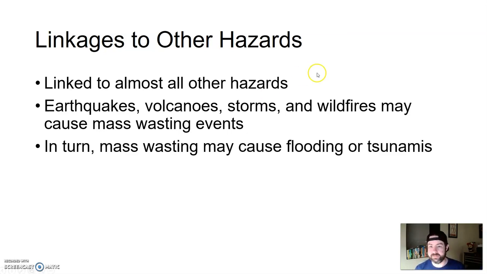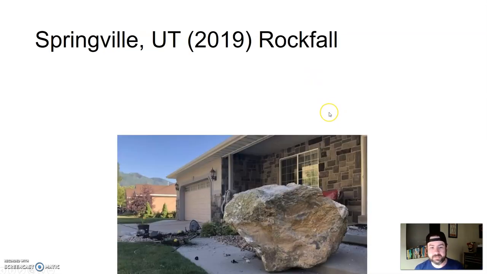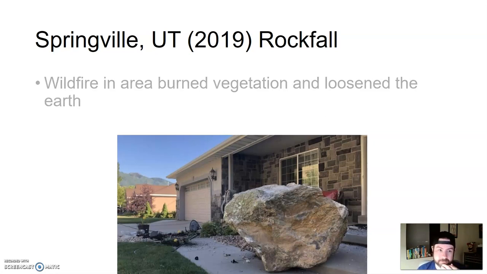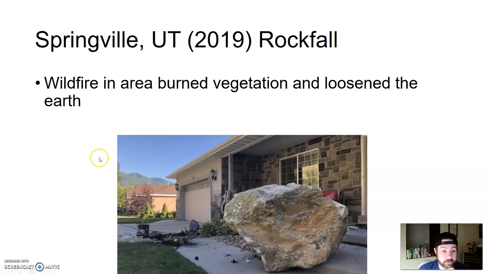So just to briefly give you an example of wildfires and how they may cause mass wasting events, this is just an interesting little thing, and we'll look at some videos in lecture, but I wanted to point it out to you. This happened a few years back in Utah, just outside of Salt Lake City. A wildfire in the area. You can see the mountains in the background here.